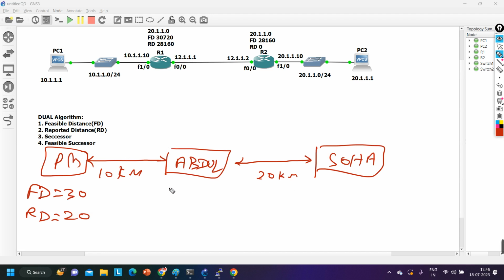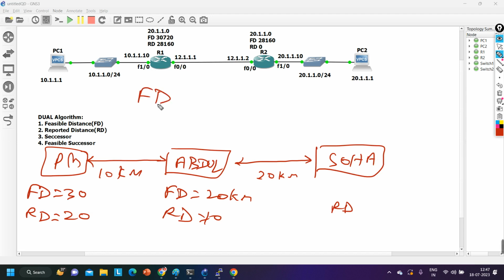Getting my point? Okay, for Abdul, FD is 20 kilometers, and RD means distance from the neighbor. Who is the neighbor? Soha. So maybe Soha is advertising some distance like 10. So 10 will be RD for you. And here RD will become 0, because for Soha, I want to send something to Soha, not to Soha's neighbor. Getting my point?